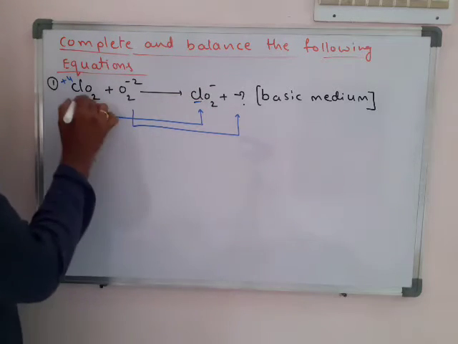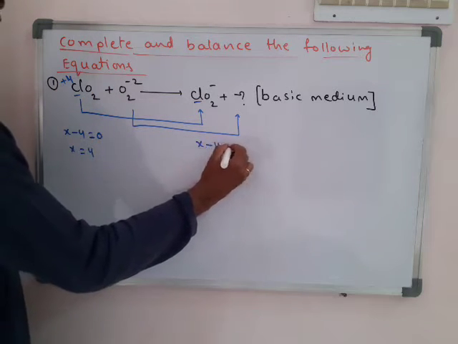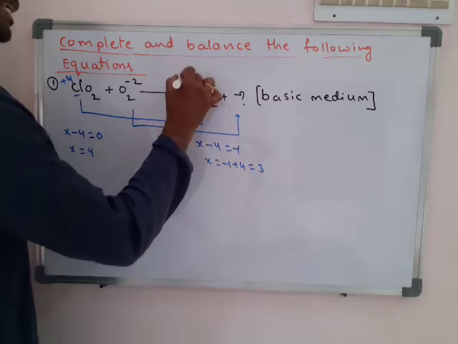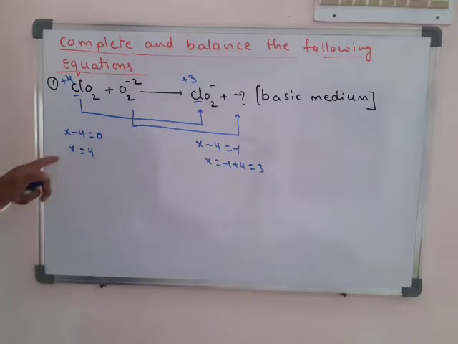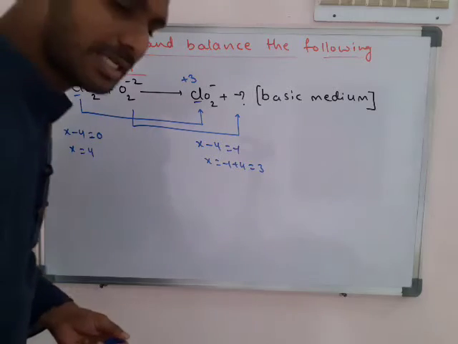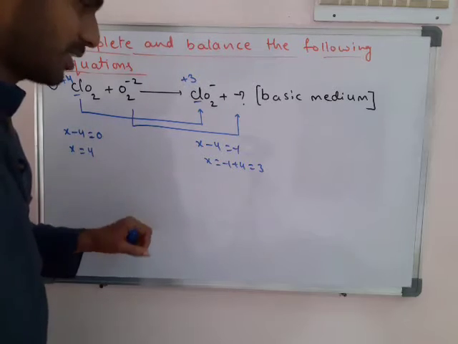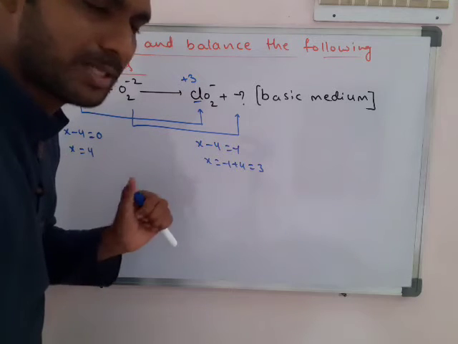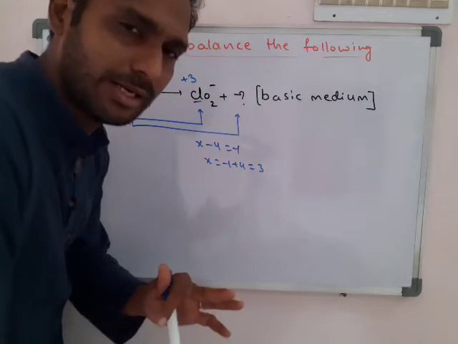What about here the chlorine? X minus 4 equal minus 1. So x equal minus 1 plus 4, that is equal 3. So Cl is having plus 3. Means here chlorine is reduced, from ClO2 to ClO2 minus. So as it is a redox reaction, ClO2 becomes ClO2 minus and it is a reduction. Chlorine plus 4 to plus 3, the gaining of 1 electron, so it is a reduction reaction.